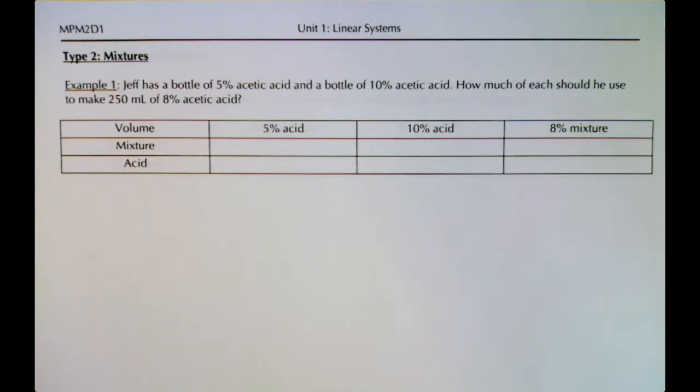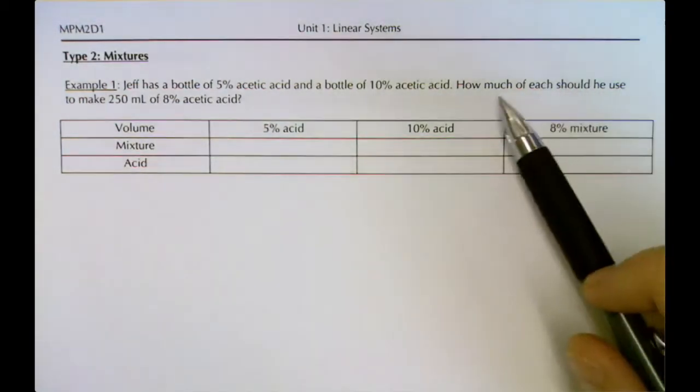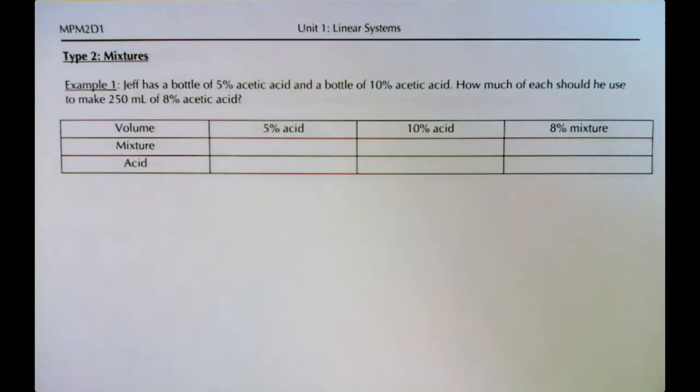So in example 1, it says Jeff has a bottle of 5% acetic acid and a bottle of 10% acetic acid. How much of each should he use to make 250 milliliters of 8% acetic acid? Well, I've included this little table here to help us organize our information so we can build our equations. But first, let's think about our variables. It says how much of each should he use? So it's asking how much of the 5% and how much of the 10%. So those are our variables. Those are the things we don't know.